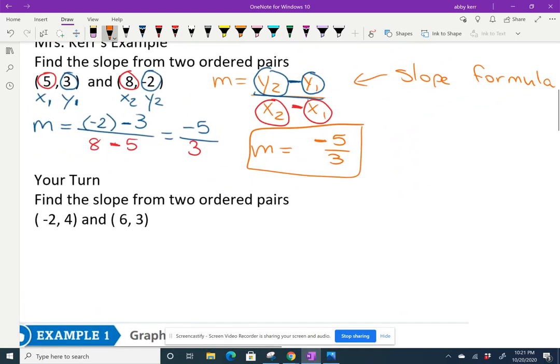Now, please hit pause and try your turn. When you're done with your turn, make sure that you hit start so you can go over it.